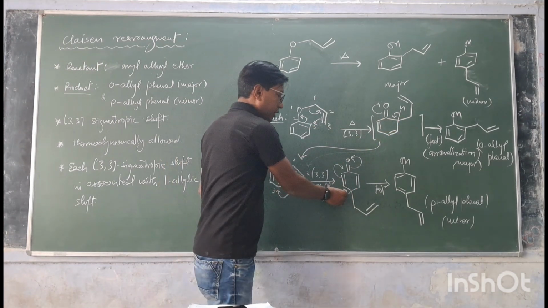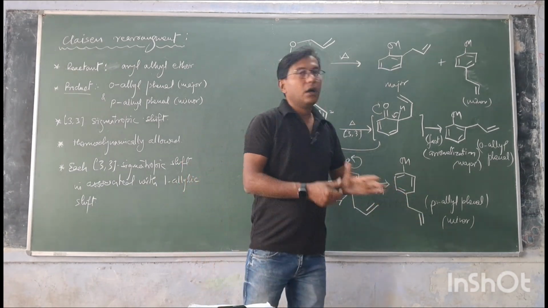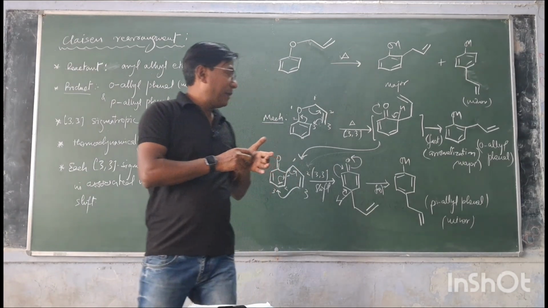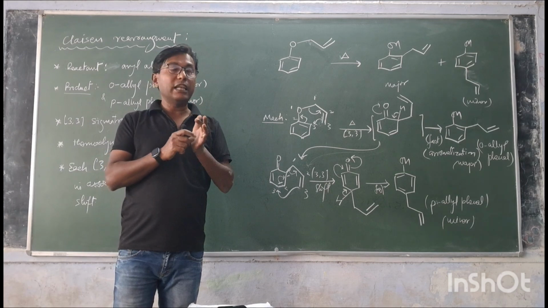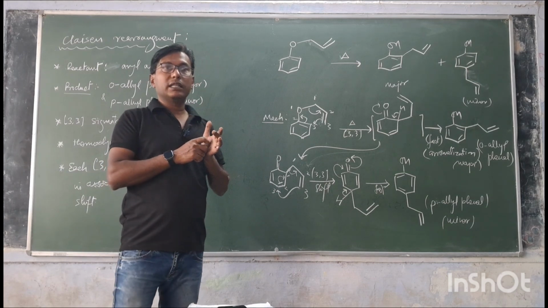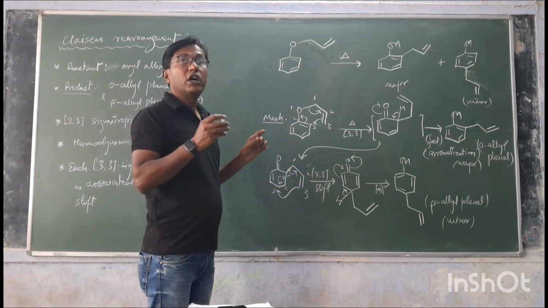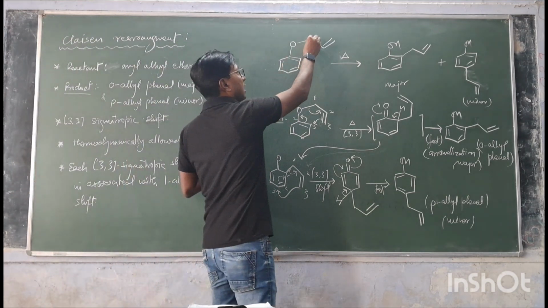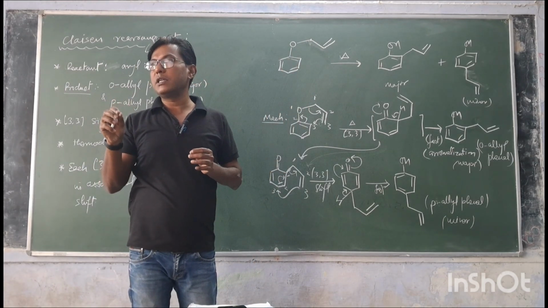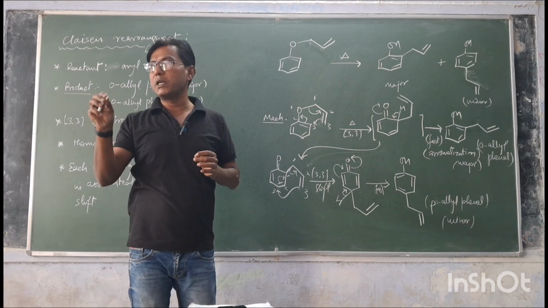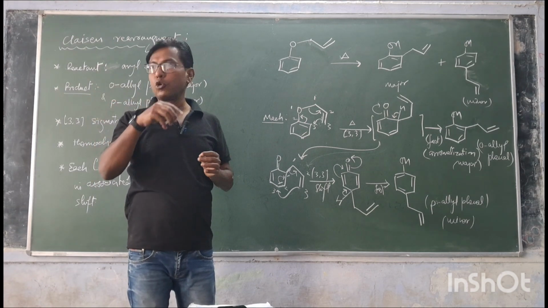To have the aromatization, hydrogen from this para position will move towards oxygen to give a para allyl phenol. One thing which can be asked in competitions, or rather in your question papers, is: what happens if this carbon is a labeled carbon? While I am saying this carbon is labeled, that means it is not normal carbon-12, it can be carbon-13, the isotopic carbon atom.